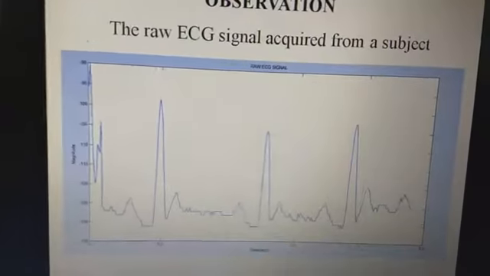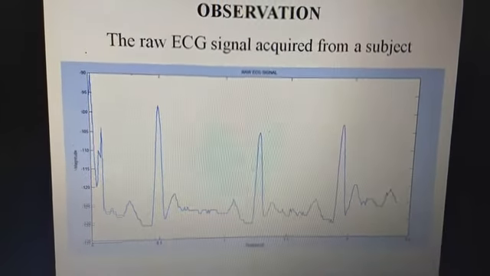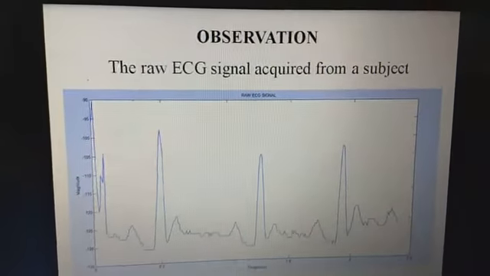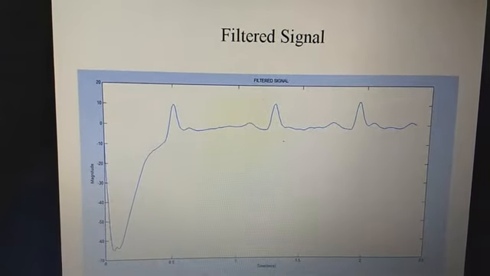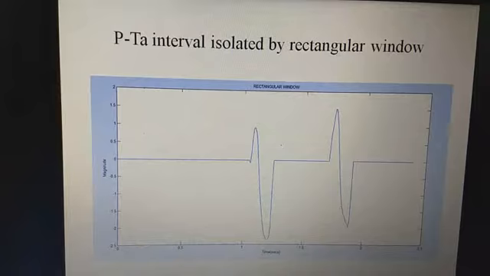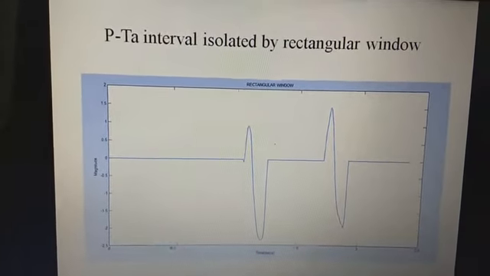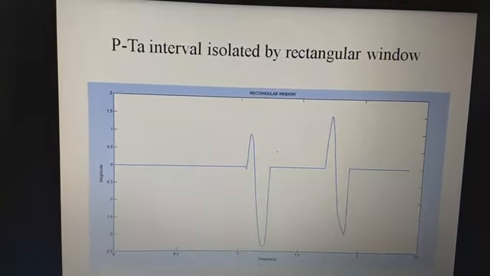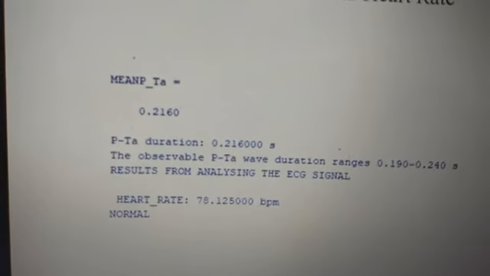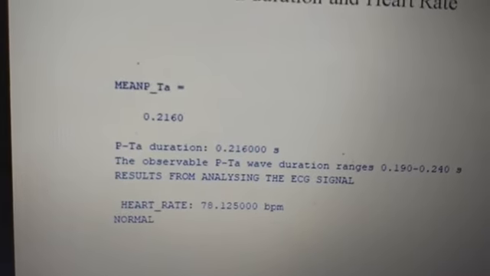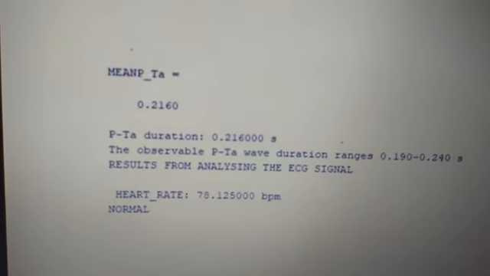So this is the raw ECG signal which is acquired from the patients. This is the bandpass filtered ECG signal. Then this is the windowed beta interval. The result is a beta interval time duration of 0.2160 milliseconds.